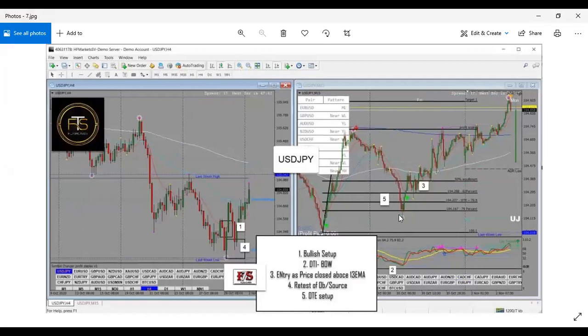Okay, look at this. Breaker and source, right? Number one, we go to H4. This is a bullish breaker and source, and this was the LSB, the retest, right? And price moved away to the upside.